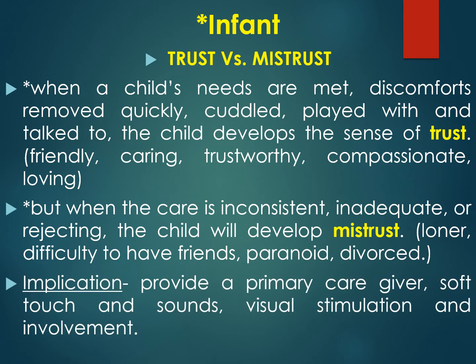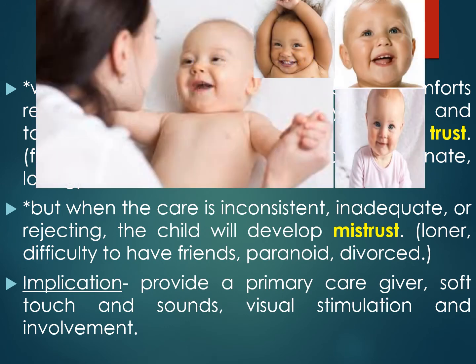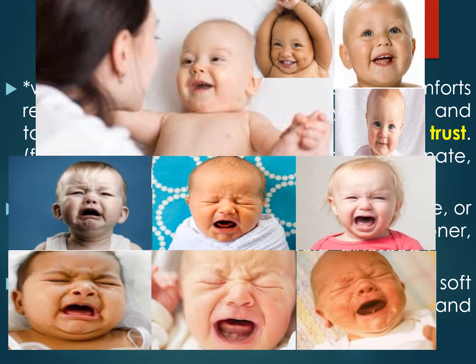So what do we do? We should always make sure as midwives that we provide a primary care provider to the infant. We also have to tell the mother to give soft touches and make gentle sounds for the baby, and then provide the baby visual stimulation and involvement, because all of these things will help the child create a sense of trust. So when a child has a developed trust, he becomes happy. But if there is mistrust, that is how the child looks like.